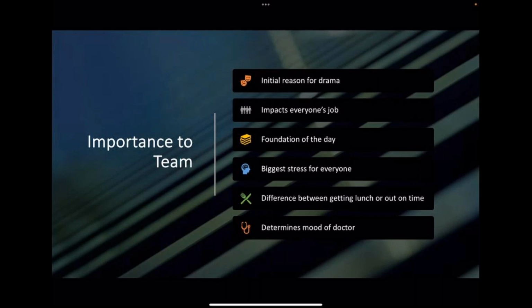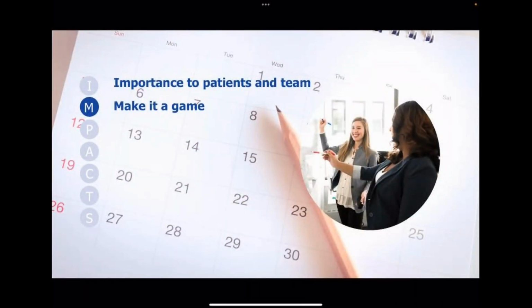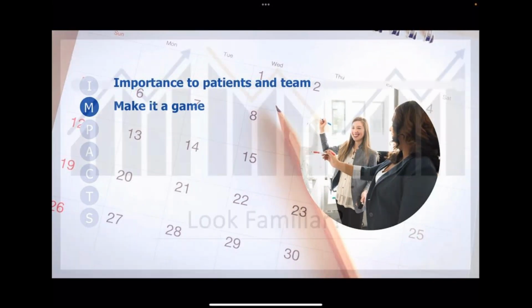So if you can build a schedule that is effective and runs well, not every day is going to be beautiful, but runs relatively well, your team's going to get along better. Okay. Which leads me to the second one, make it a game. The thing about this schedule is it's always going to change. The thing about the schedule is it's always going to be an area for stress. So we need to make it fun, okay?